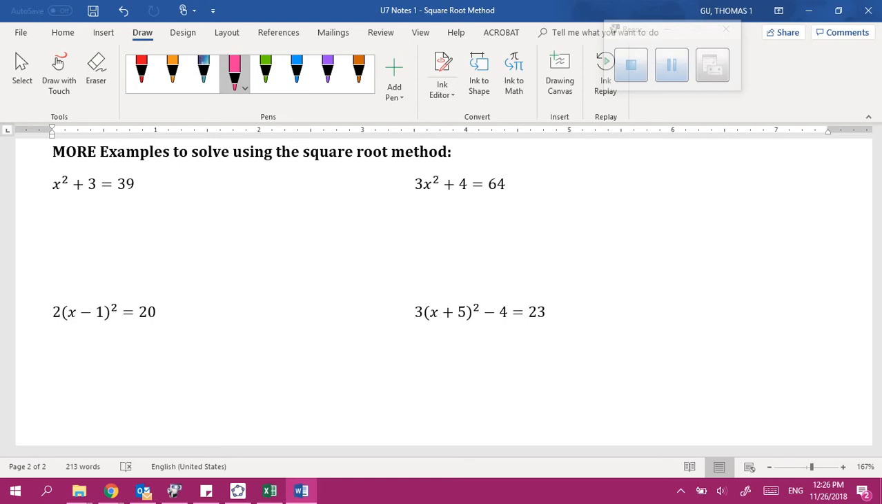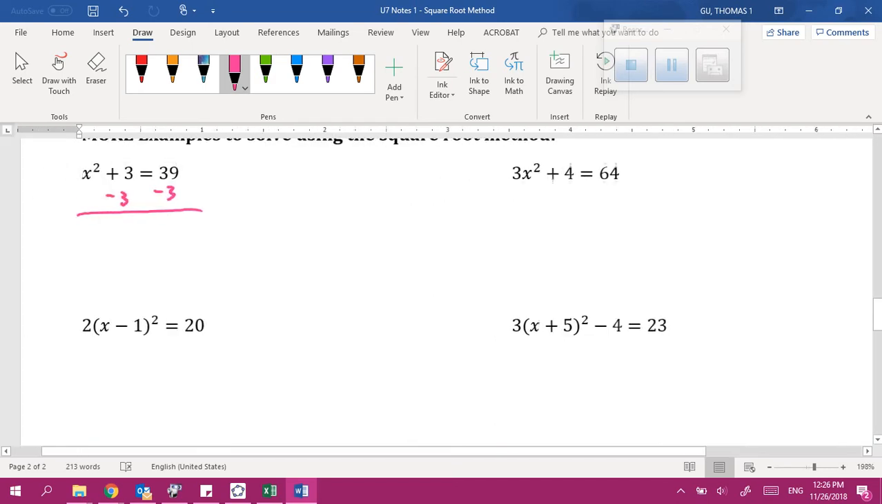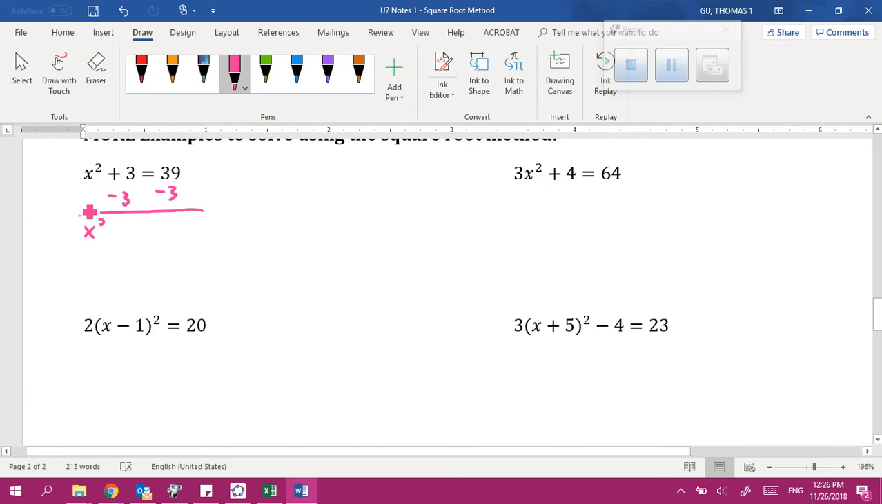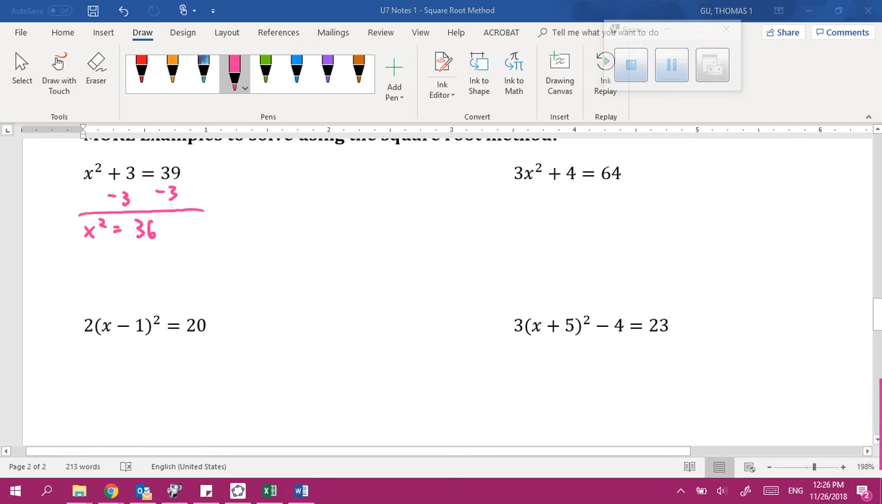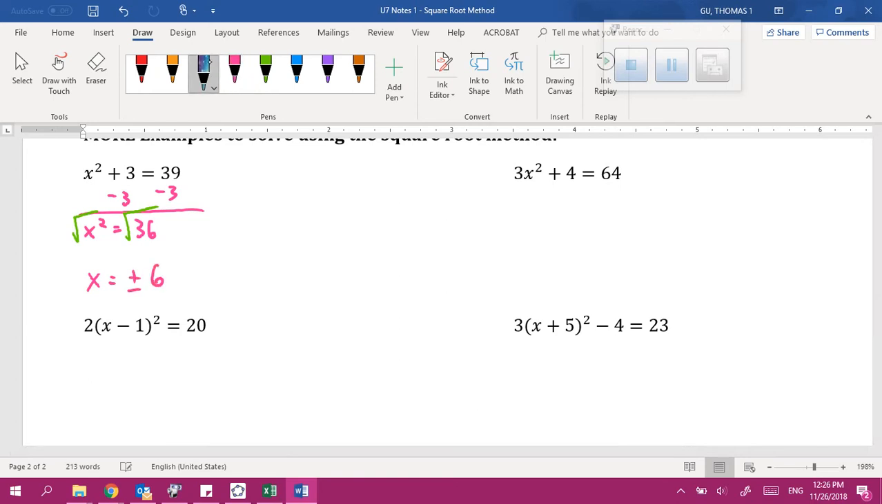What would you have to do first here? You can't square root it because there's a plus 3 on it. So what do I do? Subtract the 3 first. That's right. Now that's going to leave you with x squared equals 36. Now what do I do from here to get x by itself? Square root. And so x equals positive or negative 6. Very good.